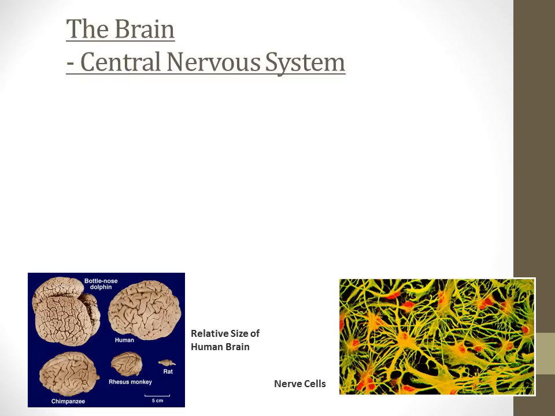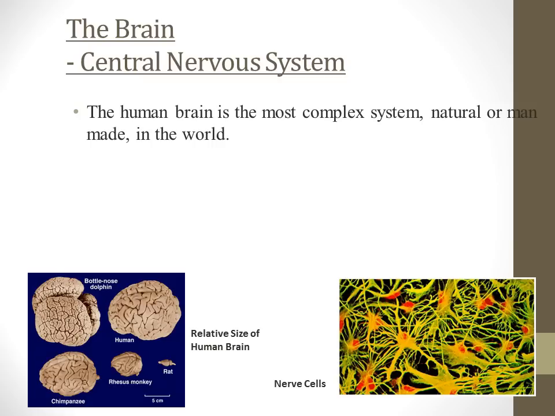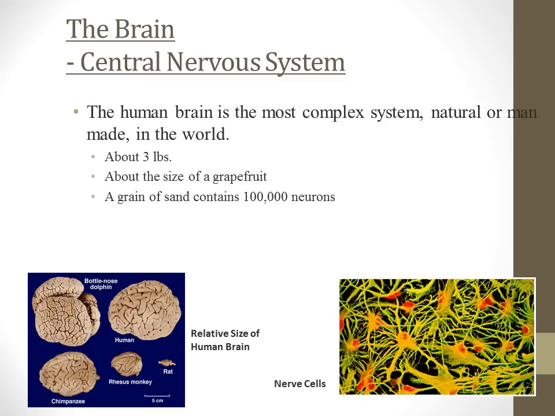So let's begin with the brain. The brain, again, is part of the central nervous system. Overall, the human brain is the most complex system, natural or man-made, in the world. It is about 3 pounds, and the average size is about the size of a grapefruit. A grain of sand contains 100,000 neurons, as we explored last week. There are about 100 billion nerve cells that we contain.